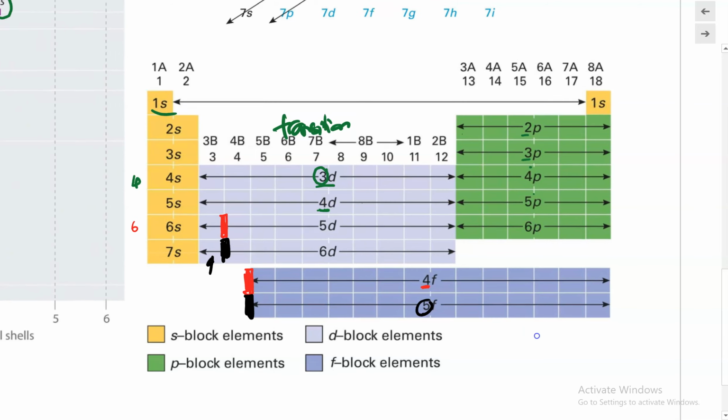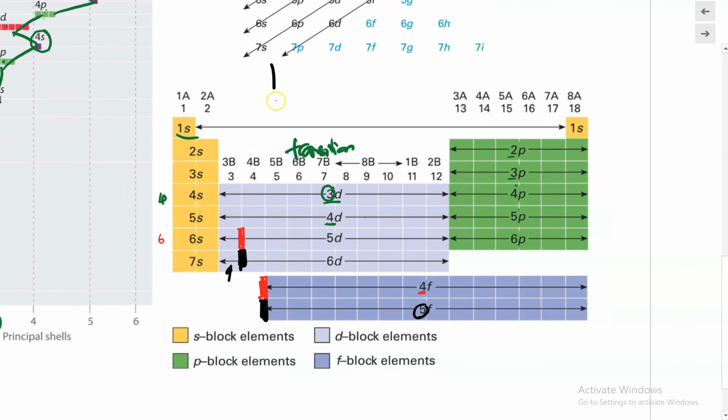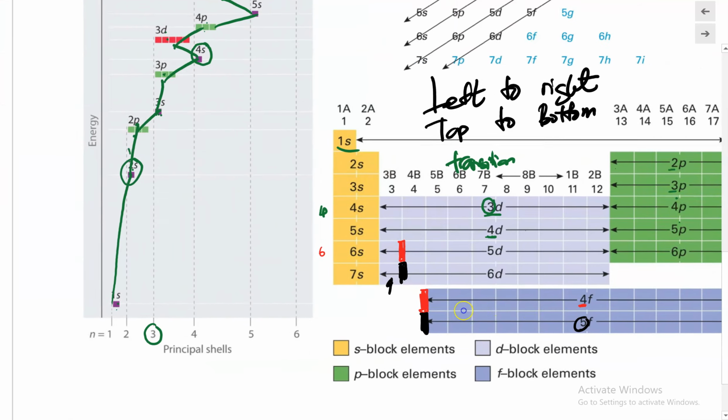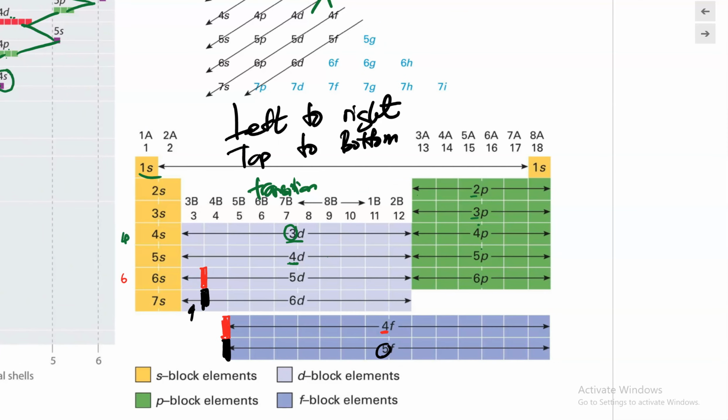And once we have learned how to number all of this, we can go from left to right, and then top to bottom, and we'll be able to figure out the pattern that we have seen over here. So how this goes is as follows. We start from the very first, which is 1s, and we go from left to right, going across all the way. After 1s, we have 2s. After 2s, we then have 2p, and then 3s, and then 3p, and then 4s, and then 3d, and then 4p, and then 5s, and then 4d, and 5p, and then 6s.